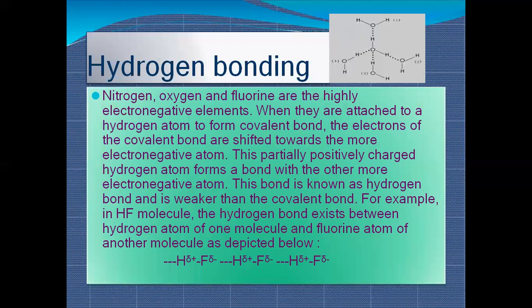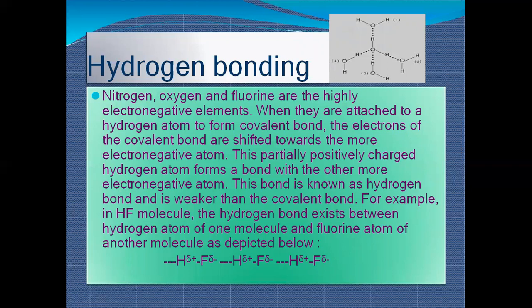So what happens when highly electronegative elements are attached to hydrogen is that the electrons are shifted more towards the electronegative element. Because of this, the partially positive hydrogen atom forms a bond with another, more electronegative atom. Just as an example, if we take H2O, we know that oxygen is more electronegative.